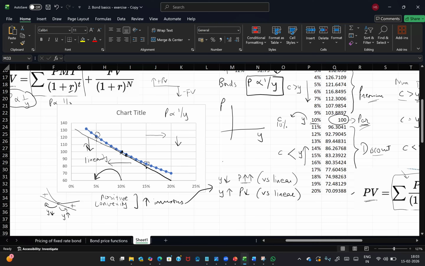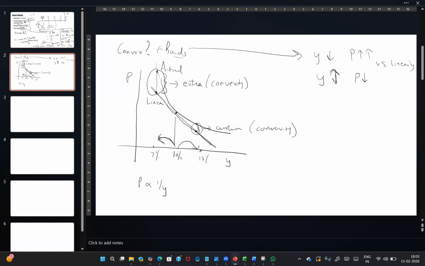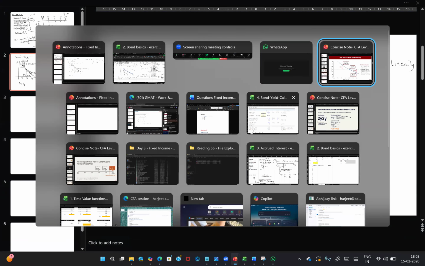Better? Yes, sir. Okay. All right. Not all bonds, by the way, have positive convexity. Some bonds have negative convexity. Okay, we'll look at that in the next session. But right now, convexity helps, and that is what we were discussing here.